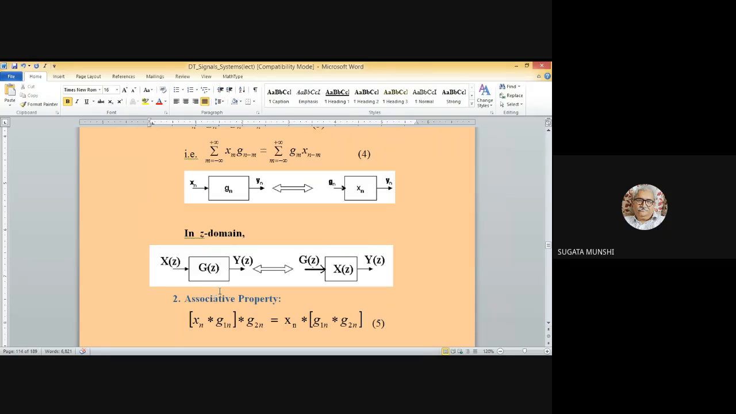So what's the implication of this property from the system point of view? You have come across such properties in the case of continuous time systems. So what's the significance from the system point of view?